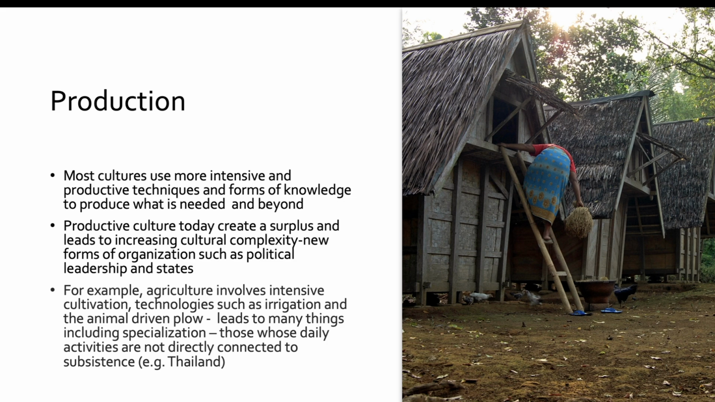If you think about agriculture, for example, it involves the intensive cultivation of plants and animals. It requires technologies like irrigation and the plow. It leads to many different things, including specialization. You can't have those technologies without specialization. That is, people who are doing different kinds of things, let's say developing irrigation technologies or developing metalworking for things like plows. This specialization is part of that increasing cultural complexity, where an increasing amount of people begin to do things that are not tied directly to subsistence activities or even agriculture. It's a huge force for cultural change.